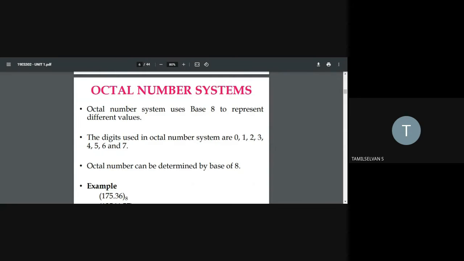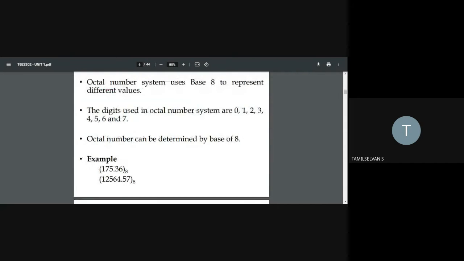This is an example of an octal value: 175.36. These digits contain 0 to 7 values, right? We can't define an octal number as 179.86, because it can contain only 0 to 7 values, right? The digit 8 is also avoided in the octal number because of the base value, right?